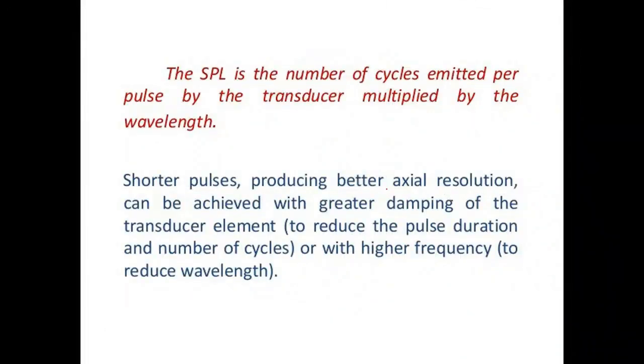Axial resolution depends on spatial pulse length, while lateral resolution depends on beam width. The third type of resolution, contrast resolution, is based on the number of bits present in the pixel, which I refer to as dynamic range. So this is the contrast resolution, and this is the lateral resolution.